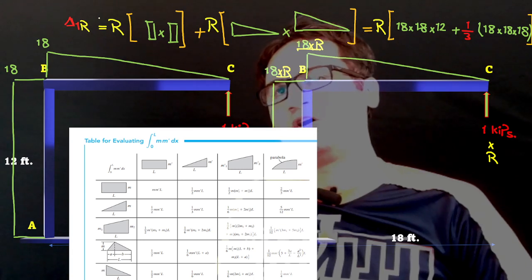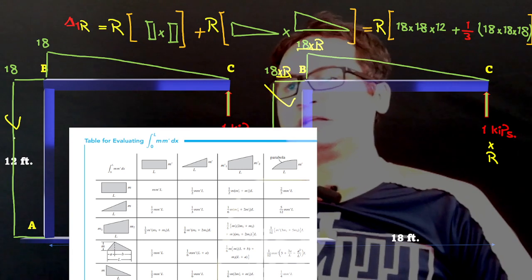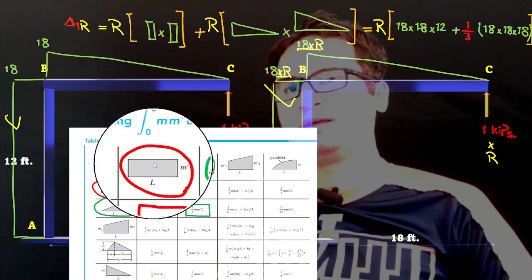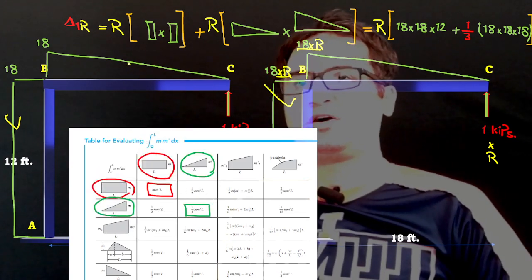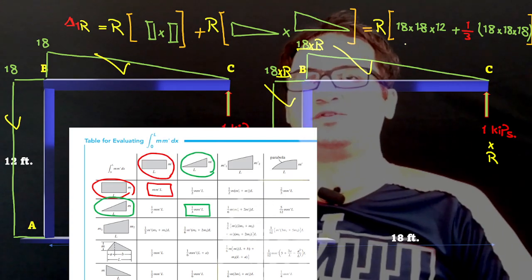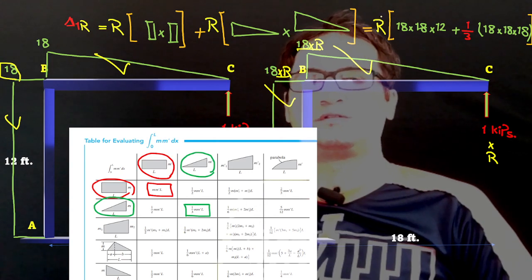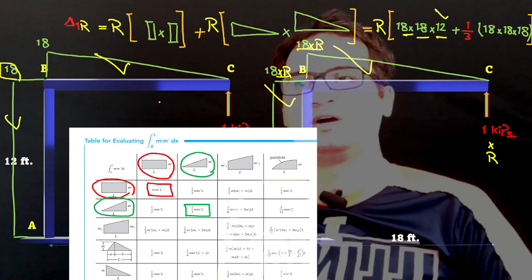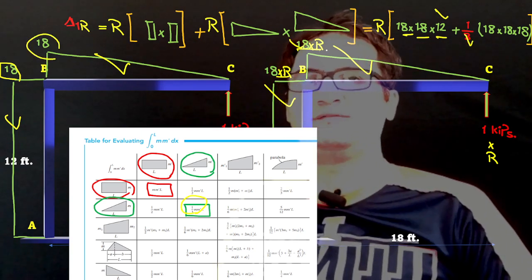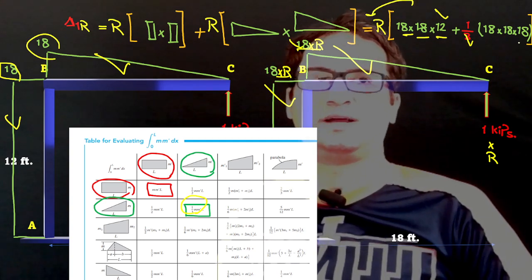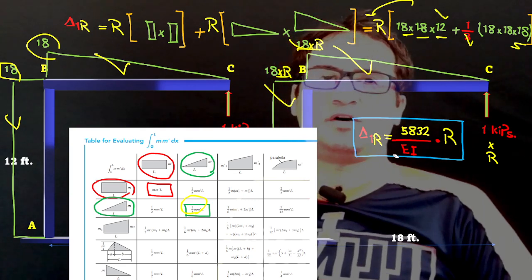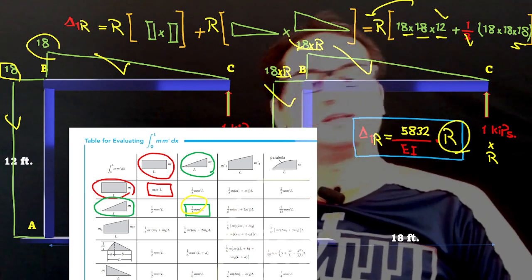In delta 1R, if you take R out, you can see that for the vertical component it's a rectangle times a rectangle, which is simply small m capital M times the length of the vertical component. The horizontal part, the big part, is a triangle times a triangle, which is 1/3 of small m capital M. So we take out R, and that's 18 times 18 times the length, 12, for the vertical component, plus 1/3 of 18 times 18 times the length of the horizontal member, which is 18. If you add this up, delta 1R is equal to 5832 over EI times the redundant reaction, RC.